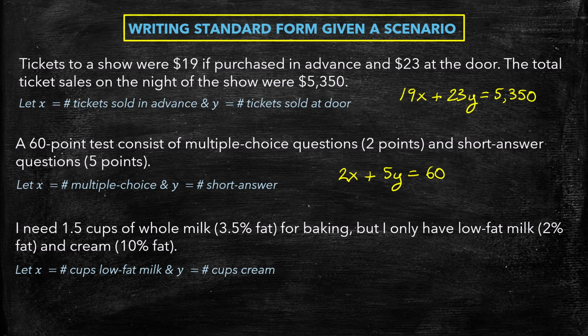So I said let x be the number of cups of low-fat milk, and if that's the case, then I know that 2% of those x cups will be the amount of fat I get from them. And from the cream, it would be 0.10y. And now here's the tricky one. It's not so obvious at first, but we know that we need 3.5% of something. But you just can't have 0.035. You have to have that of something, and that's why I gave you that extra piece of information, that I wanted to create 1.5 cups of whole milk.